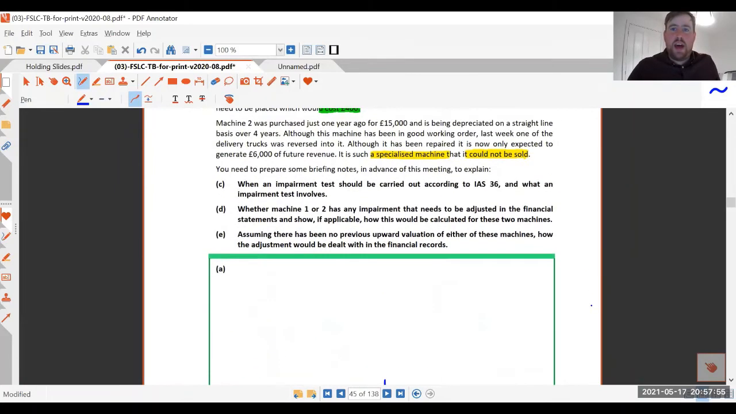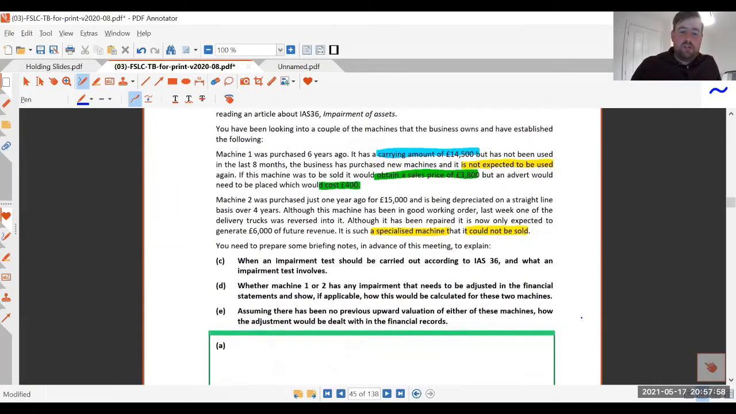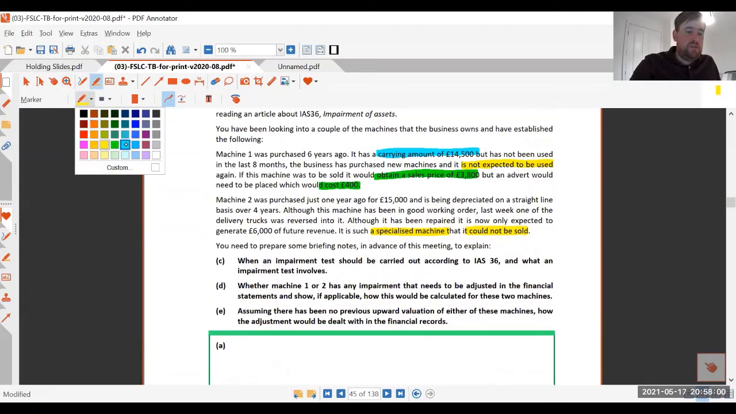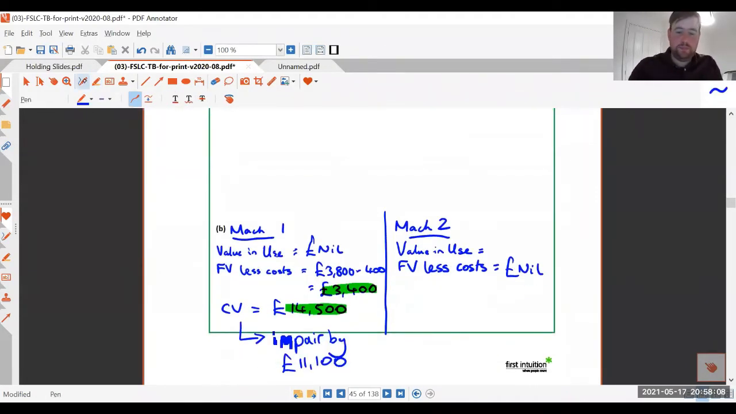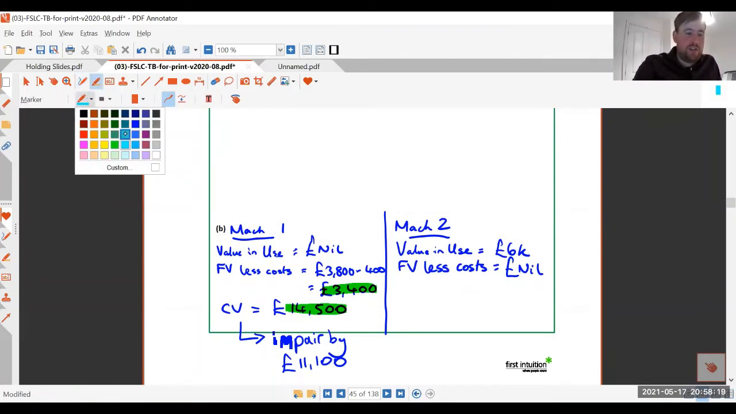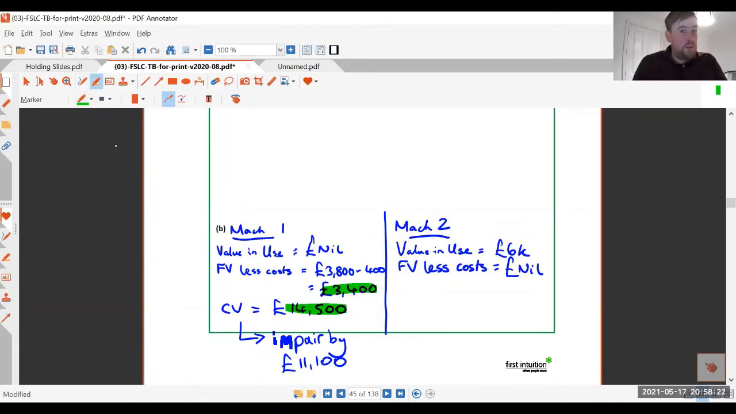Plenty of people popping up there. Value in use. Again, yeah, they've given this straight to us. We know that it's going to generate 6K. So we can bring that straight in as well. Good stuff. So again, I won't force you to shout at me with this one. We're going to pick the higher of the two, going back to what we did on machine 1. So we're going to pick the 6K this time. Thinking of it from a business perspective, you're not going to sell something that you can't sell. So we're going to keep it instead.